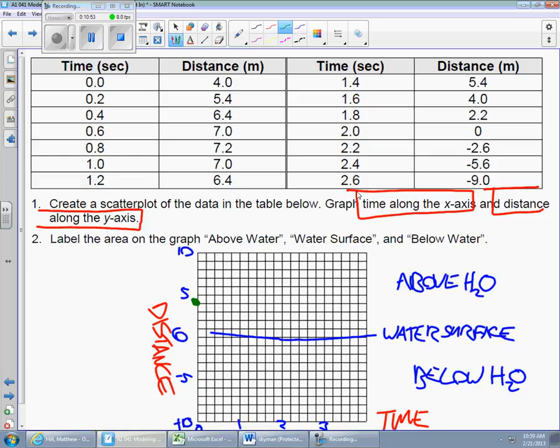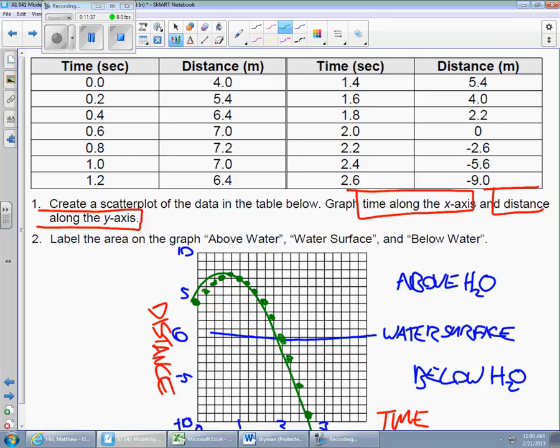Okay, after 0.2 seconds, he's up to 5.4. Next one would be 6.4, 7.0, 7.2, 7.0, 6.4, 5.4, 4.0 again, 2.2, and then impact with the water surface there, down 2.6, 5.6, and 9.0.